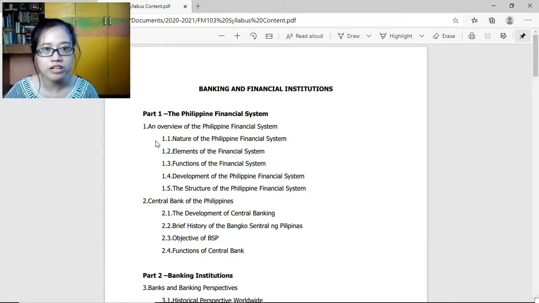First part, Philippine financial system. So we have the overview of the Philippine financial system. We have the nature, elements, function, development, and the structure. And then second part, we will be discussing the Central Bank of the Philippines, now known as the Bangko Sentral ng Pilipinas. Okay, so we have the development, brief history, and then the objective and functions.